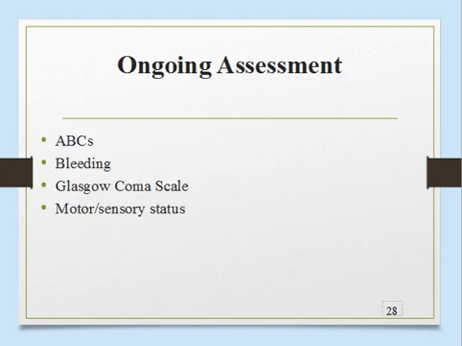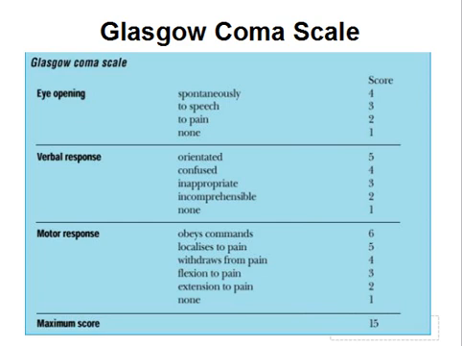For ongoing assessment, airway, breathing, circulation, you go back to the basics. Look for bleeding, monitor the Glasgow Coma Scale, and do continual neuro checks, which are motor and sensory status. The Glasgow Coma Scale is a kind of fast scale that you can use to determine level of consciousness. There are scores for eye opening, verbal response, and motor response.